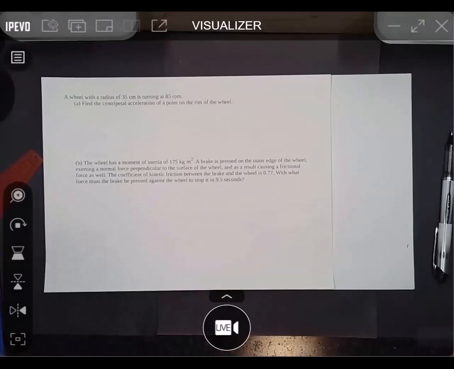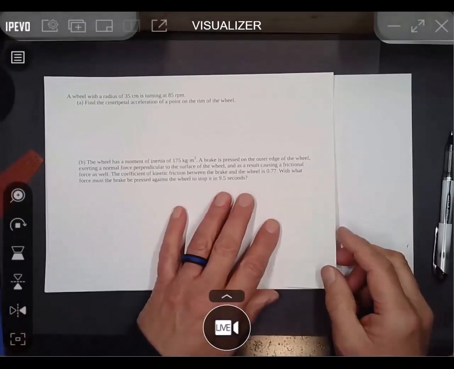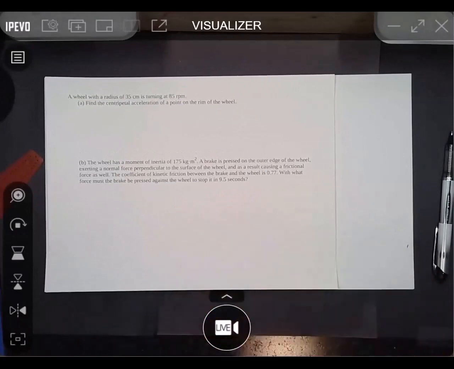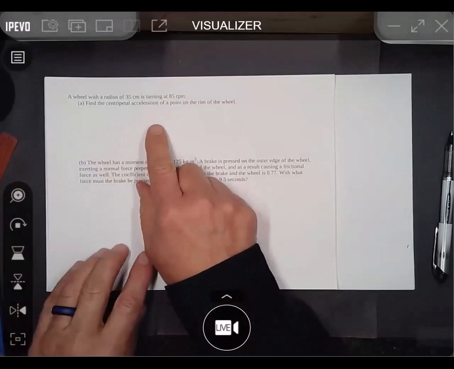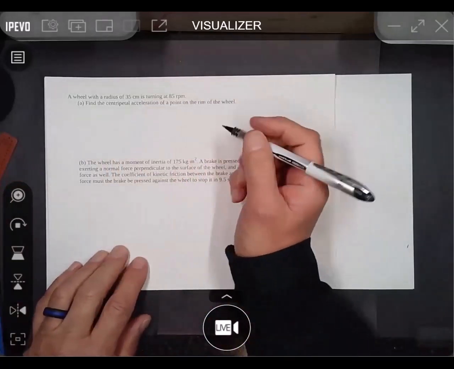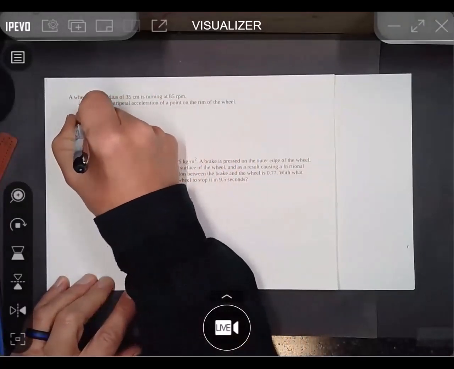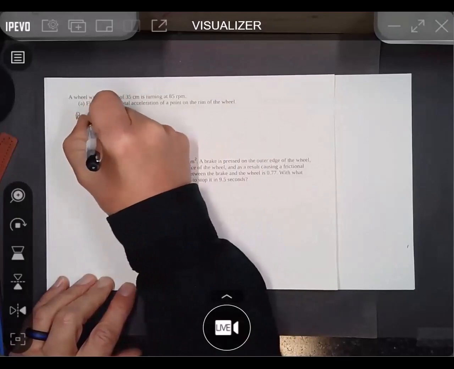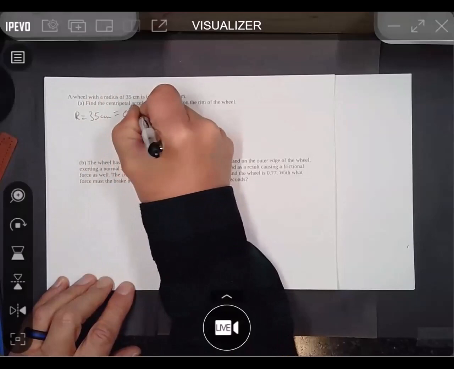Okay. I think this question and the last one are some that I had on tests at one time, like the final test, maybe. And so this will be good practice to do this one. A wheel with a radius of 35 centimeters is turning at 85 RPM. Okay, well, first thing I'm going to do is write the radius in meters. 35 centimeters equals 0.35 meters.